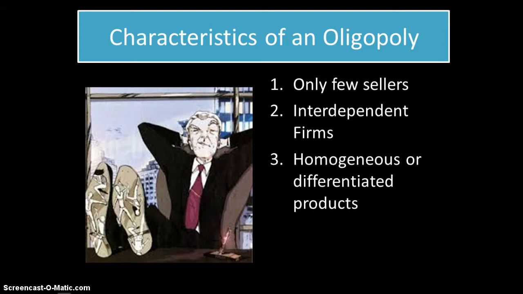There are three main characteristics of an oligopoly. The first is there are only a few sellers. Second, there are interdependent firms. And the third is there are homogeneous or differentiated products.